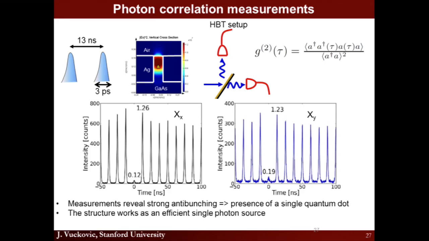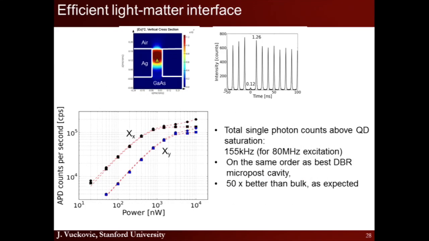And we collect around 155,000 single photon counts for 80 megahertz excitation. These are actual measurements on each photon counter in the Hanbury Brown and Twiss type setup. So this is pretty good and on the order of really good distributed Bragg reflector cavities. And it's around 50 times better than for quantum dot in the bulk, which is expected. It's a combination of Purcell factor of 8 plus extraction efficiency, which is better by a factor of 5 to 10.